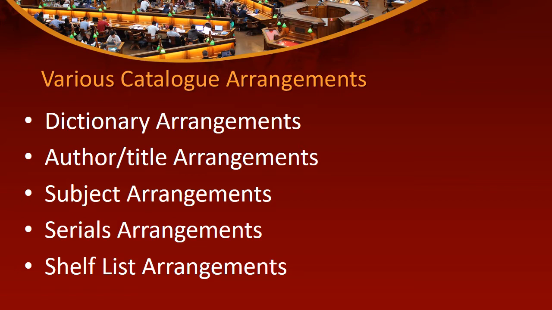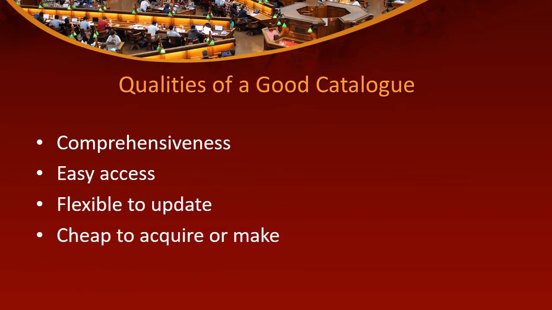Then we have another one, which is shelf list arrangement. This shelf list arrangement arranges the catalog based on how they were placed on the shelf. And this shelf list arrangement was what was used to make the Library of Congress classification scheme in the Library of Congress, Washington. Quality of a catalog.